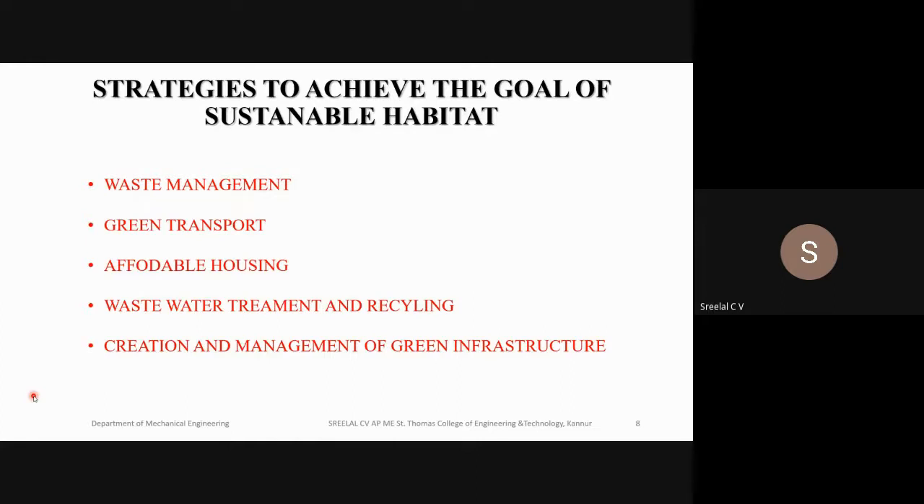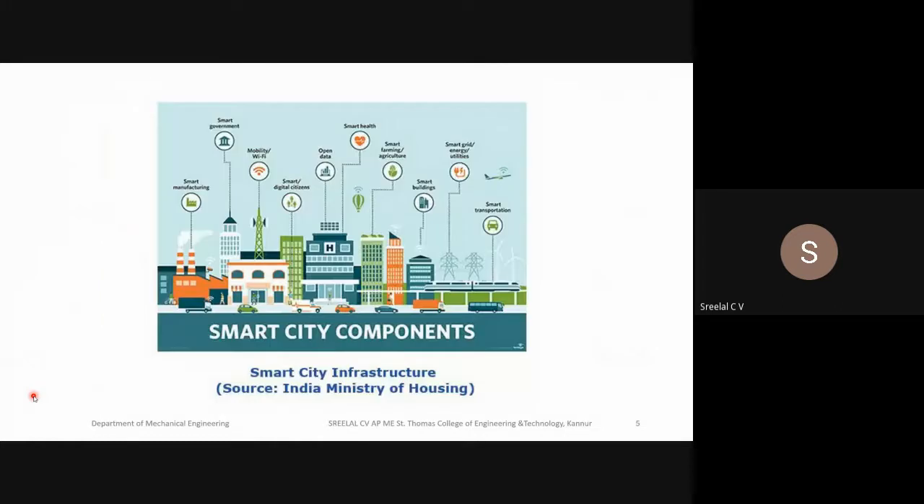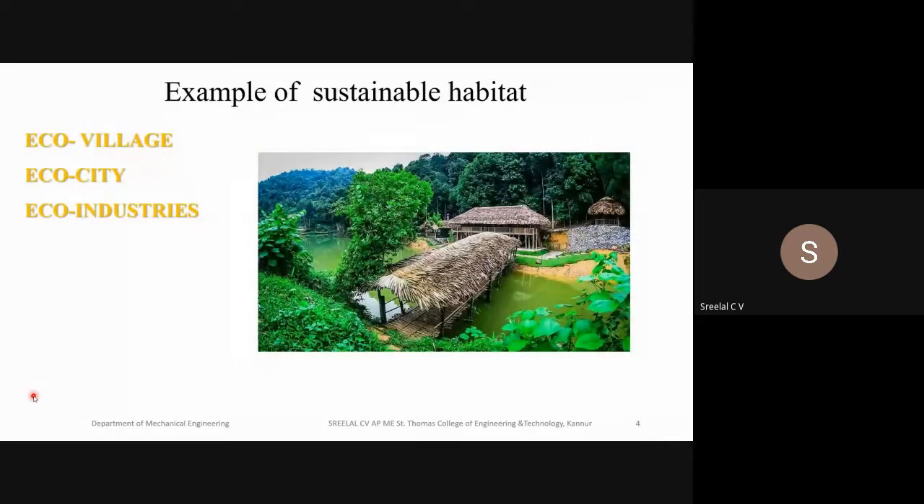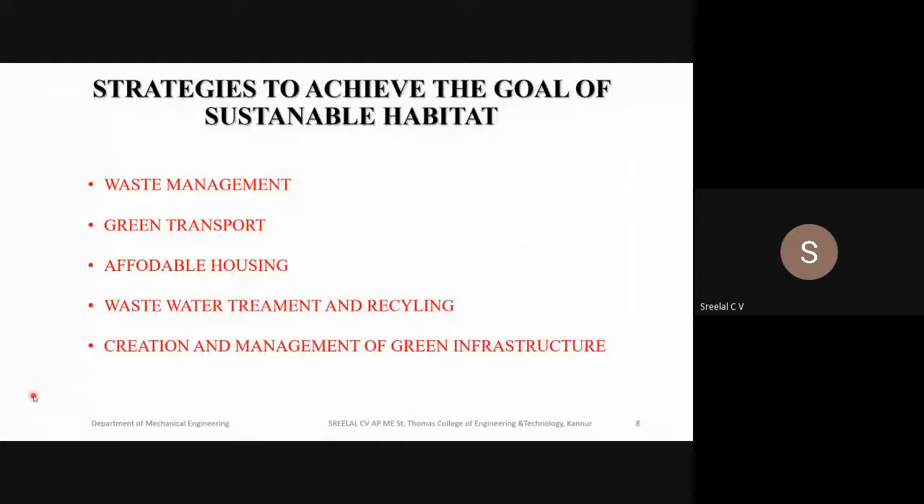If you are discussing an eco village or ecosystem or eco industries, you have to understand that proper waste management must be there. Proper waste management does not mean just disposing of the waste in a proper way. We have to reuse it. We have to convert that waste into useful resources.